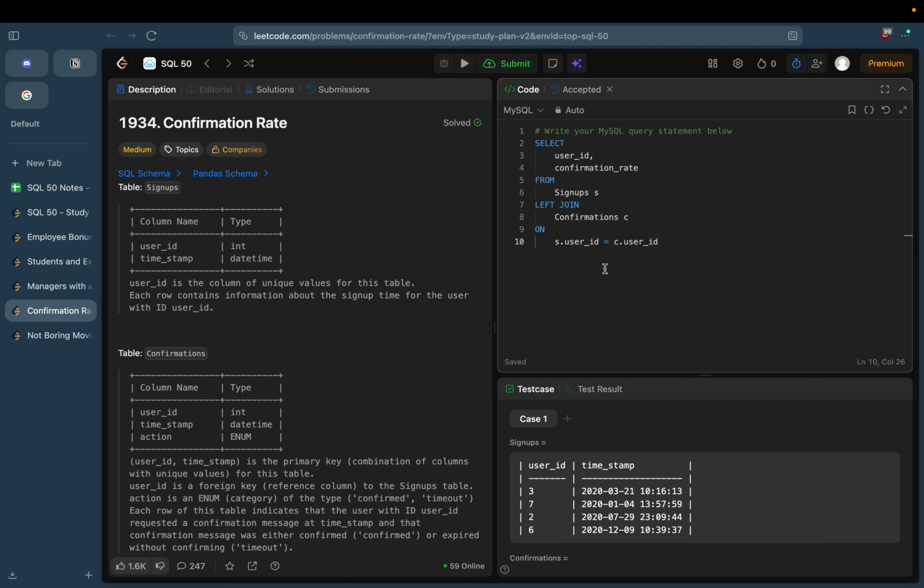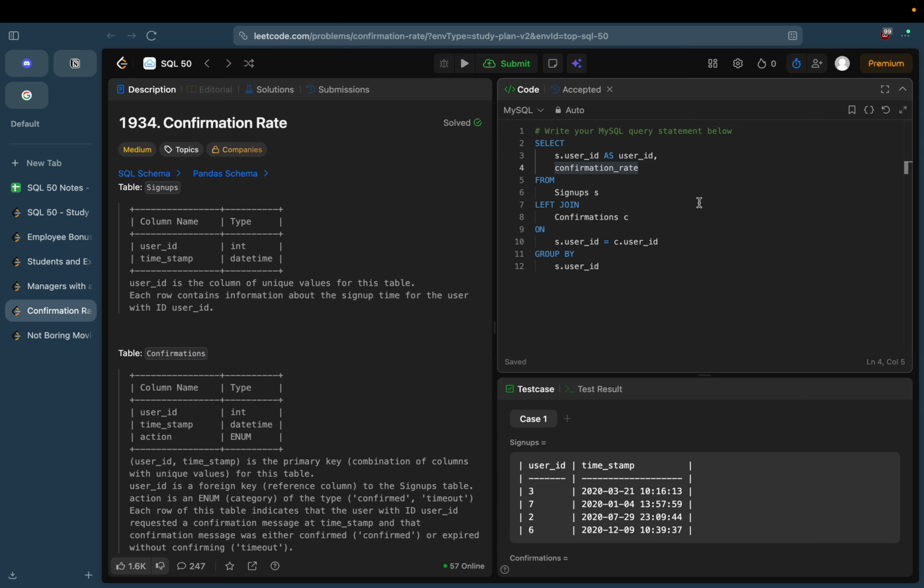And we want a solution for each of the signups, so we'll group it by user ID as well. Group by, alright, let me write it as signup user ID, so S dot user ID, and give it an alias as user ID, grouping it by this. Cool, now let's calculate for confirmation rate.